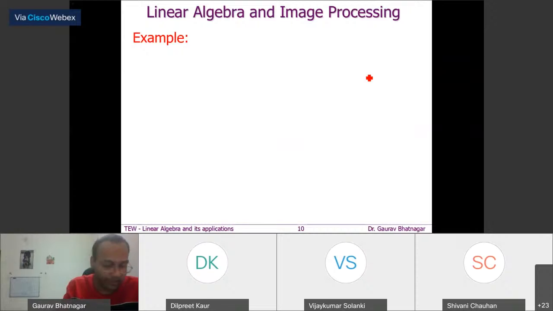So let me give you a very simple algorithm, not an example. I think I am missing one slide. Yes, someone is saying something. Yes, sir, I have. Is there any issue? Please go to the last slide. Okay.